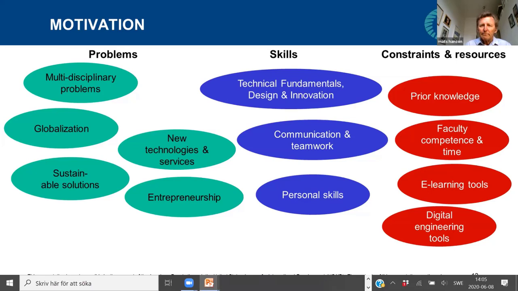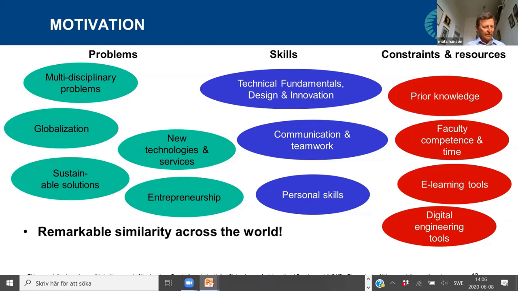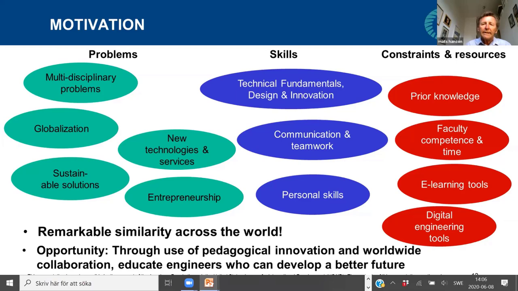The point is actually that there was remarkable similarity across the world. So we realized that if we could collaborate, then we could develop engineering education more efficiently. So we were thinking about having some pedagogical innovations worldwide, to collaborate, to educate engineers who can develop a better future. That was the motivation for starting CDIO together, to collaborate and make it worldwide, because there were so many similarities.